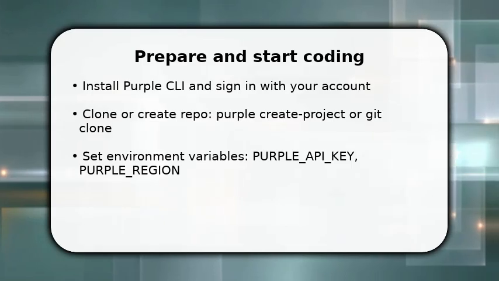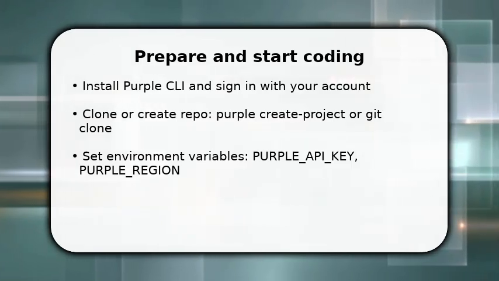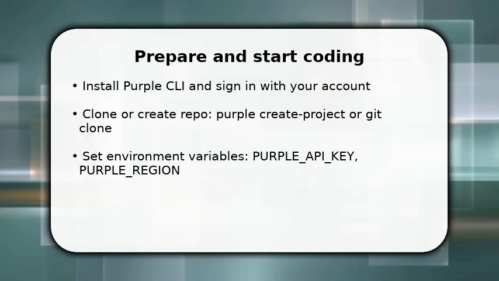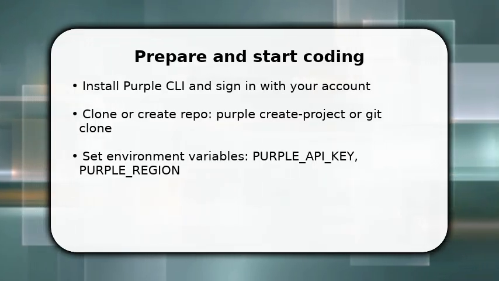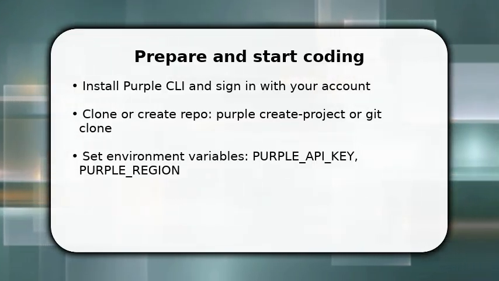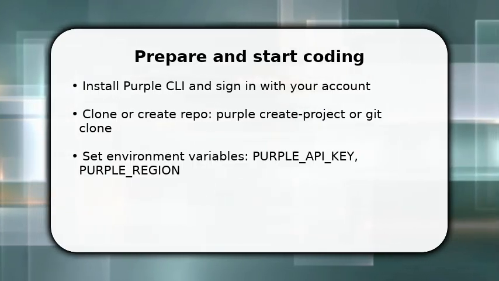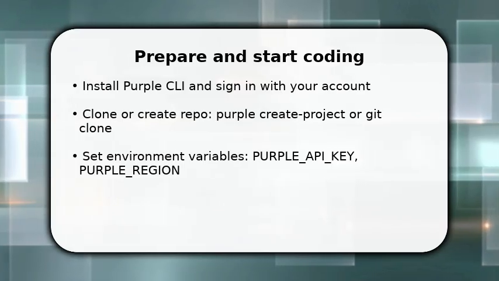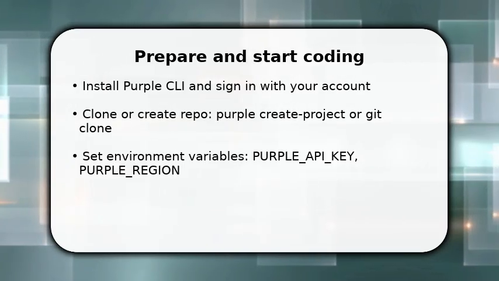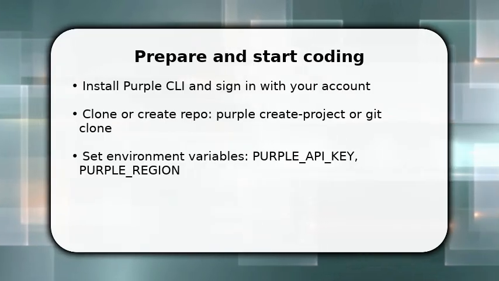Enjoy the video. You begin by ensuring Purple is reachable and you have credentials. Install the Purple CLI and authenticate so commands work. Once done, clone your project or create one with Purple Create Project to get the scaffold. Make sure to export Purple API KEY and Purple region now so subsequent commands run without interruption.